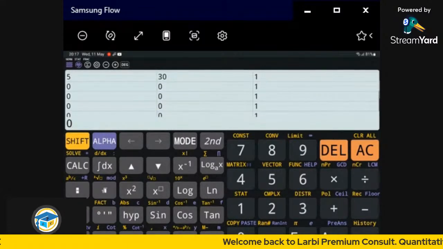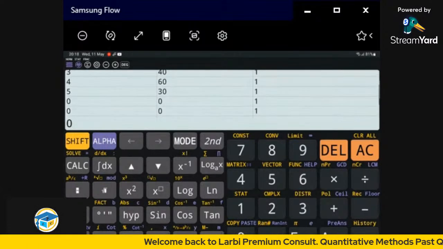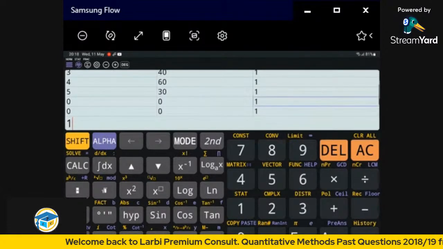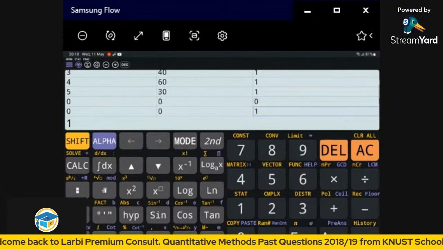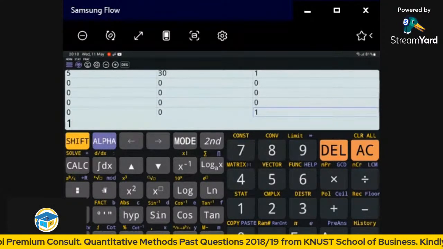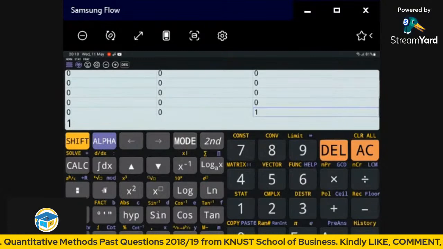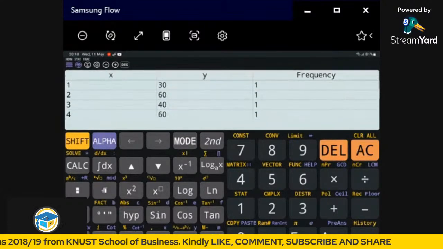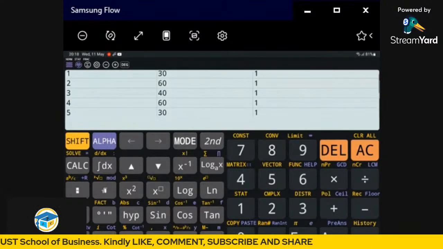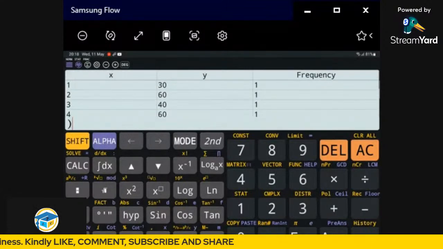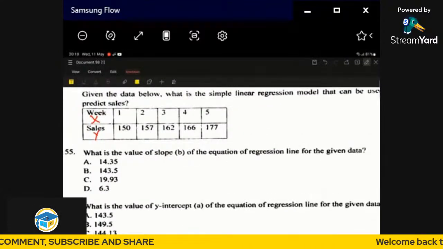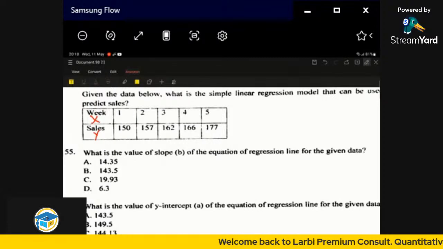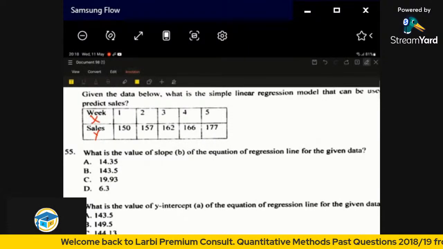Remember here too that because we are having frequencies, I also need to make the frequency 0, otherwise it can affect my values. And then you're done. Now let's do the sales, that's for the Y. We have 150 for week 1, 157 for week 2, 162 for week 3, 166 for week 4, and then 177 for week 5.